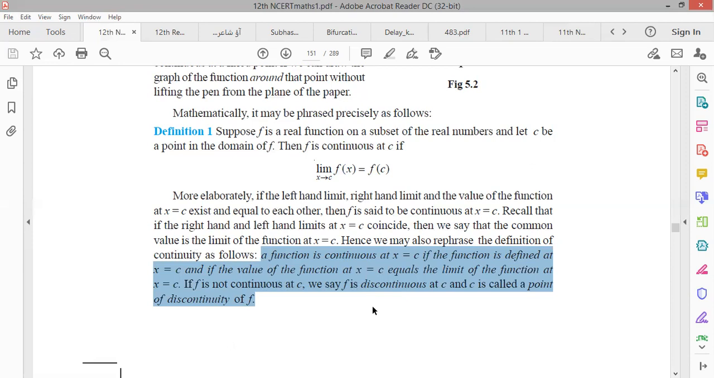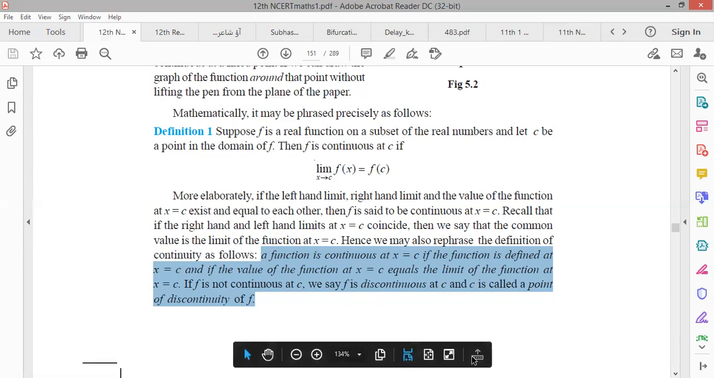And I would like to highlight once again that if the function is not continuous at x equal to C, then we say that it is a discontinuous function at the given point C. And C is called the point of discontinuity.